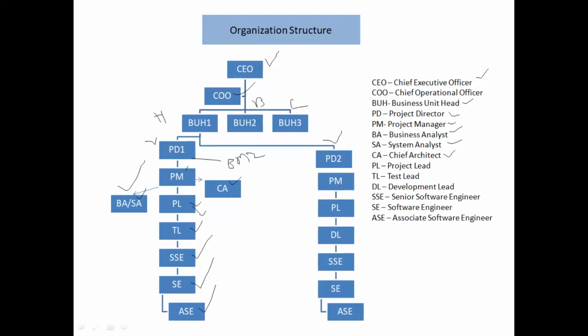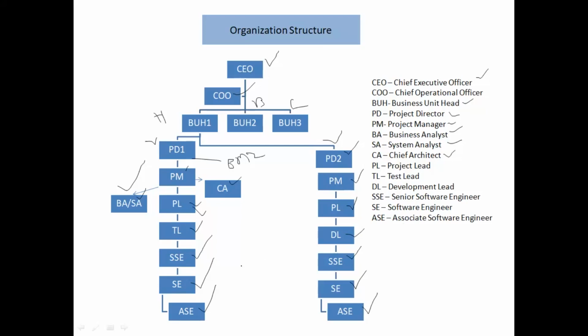So like that, based upon every structure, the designations are defined, and this will be the hierarchy for a particular testing project. If you see the same thing for another project director who is managing a development project, there also a development project manager will be there, and a project lead will be there. This project lead is a development project lead, and a development lead will be there, and senior software engineers, software engineers, and ASE. ASE stands for associate software engineers. I have given all the abbreviations for these acronyms that we have used here.